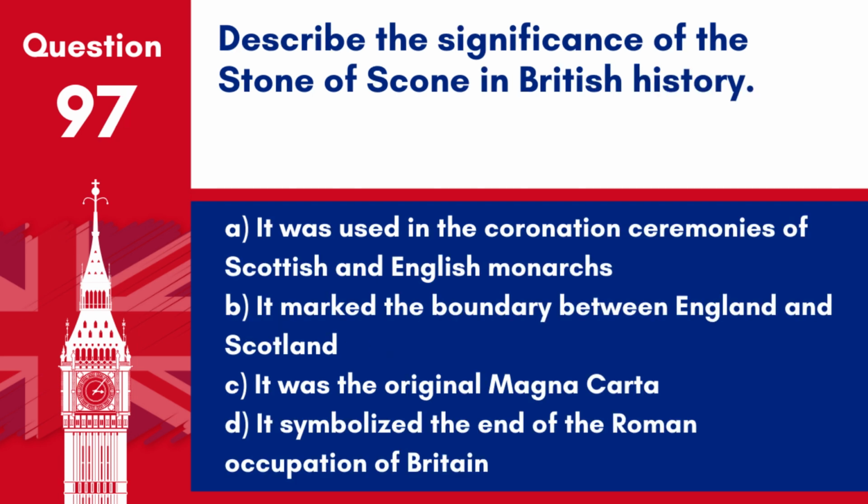Question 97. Describe the significance of the Stone of Scone in British history. A. It was used in the coronation ceremonies of Scottish and English monarchs. B. It marked the boundary between England and Scotland. C. It was the original Magna Carta. D. It symbolized the end of the Roman occupation of Britain.